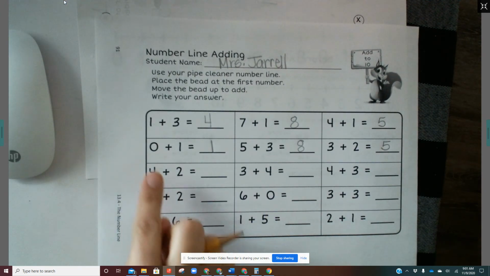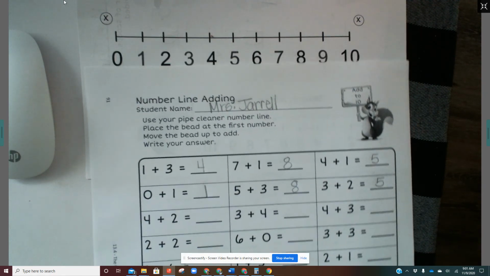Okay, I want you to keep on doing the rest of your problems, trying to use your number line.